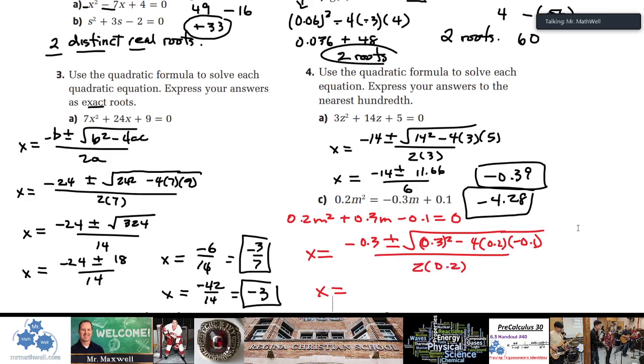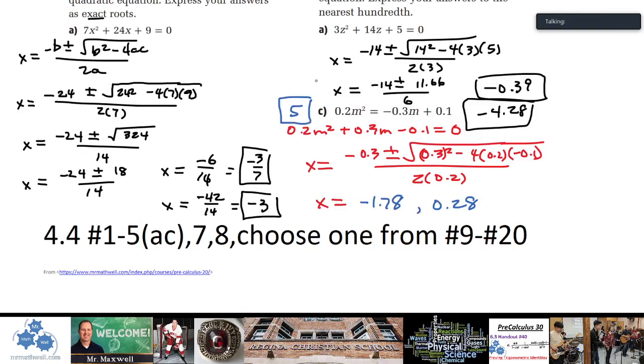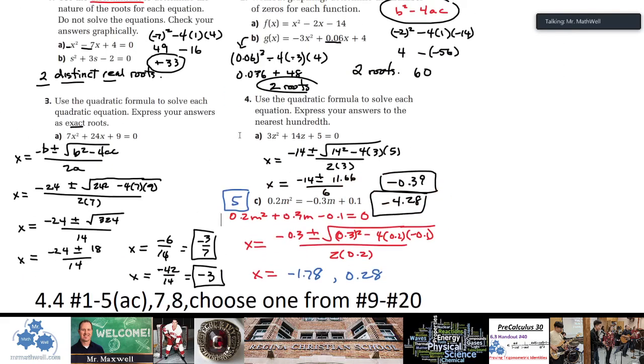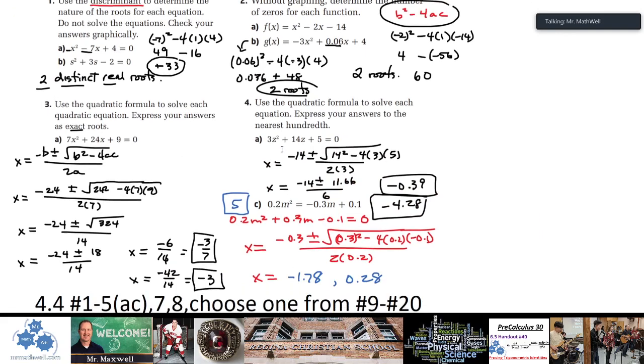You can plug that into your calculator and get an answer, and I'll just give you the answers here. This is actually number 5c in your assignment, and once you put this into your calculator, if you get the right answer, it should be negative 1.78 as one answer and 0.28 as the other. So there are some selected questions from 1 to 5, and hopefully that helps a little bit to get you started on your assignment from 4.4. Anybody have any questions here about 1 to 5?